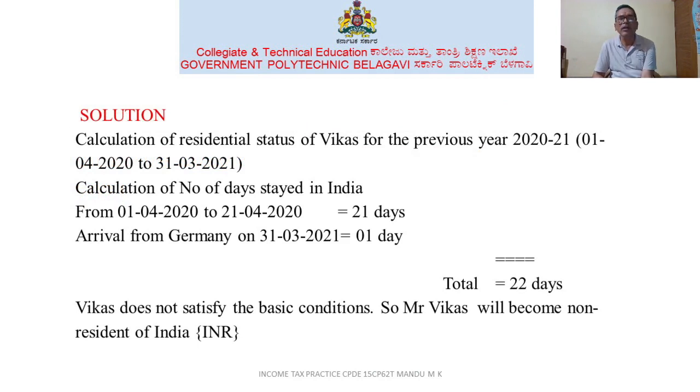Calculation of residential status of Vikas for the previous year 2020-21. Calculation of number of days stayed in India from 1/4/2020 to 21/4/2020, 21 days. Arrival from Germany on 30/3/2020, 1 day. Total his stay is 22 days. Vikas does not satisfy both the basic conditions. So Mr. Vikas will become non-resident of India.